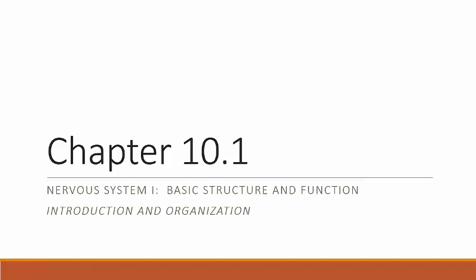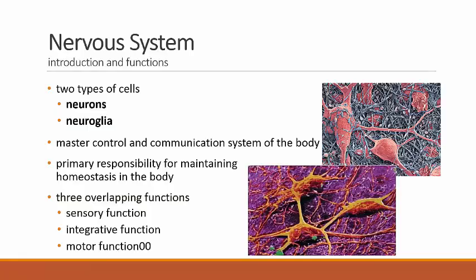And so we've got a lot to do in this chapter. In this lecture, we're going to be looking mostly at the introductory materials. As I mentioned, there are 2 types of cells that we find in the nervous system. Neurons, these are the communicating cells, and the neuroglia, these are the support cells, the ones that both physically support the neurons and also physiologically support the neurons.